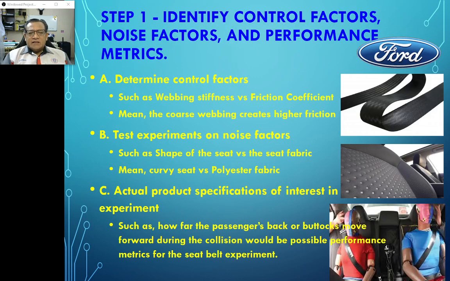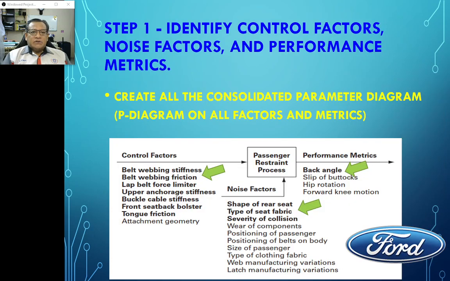Okay, so let's take a look at the next step, which is to identify control factors. It is a continuation of step one. As such, we are able to create the consolidated parameter diagram, or they call it P diagram, or set point diagram, of all factors and metrics they want to measure. Okay, so they come up with this kind of P diagram: control factors where belt webbing stiffness, belt webbing friction, lap belt force limiter, and so on. That is the control factor. And then it gives effect on the passenger restraint process, passenger kept in their place during the car crash.